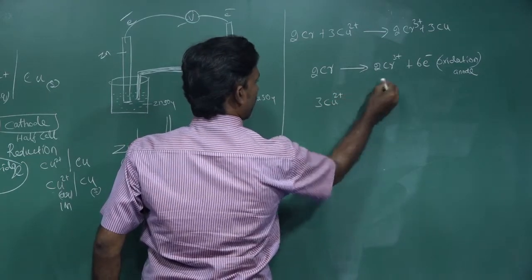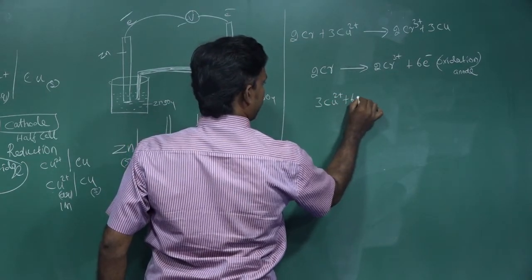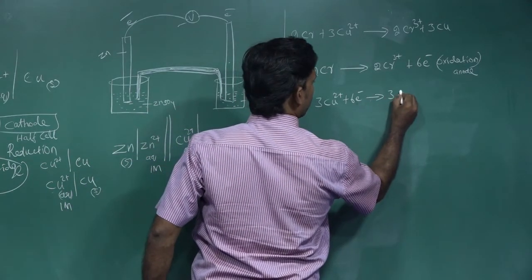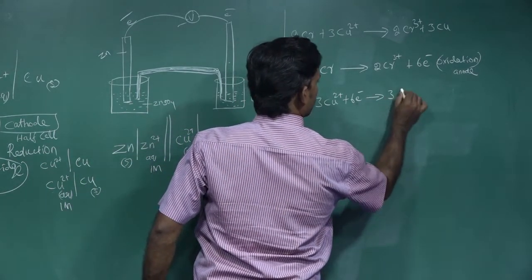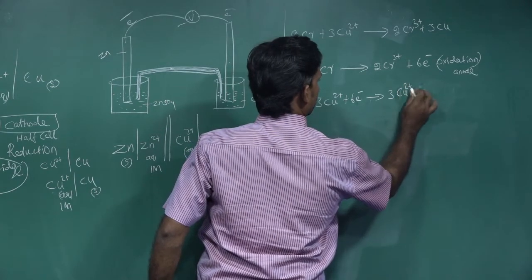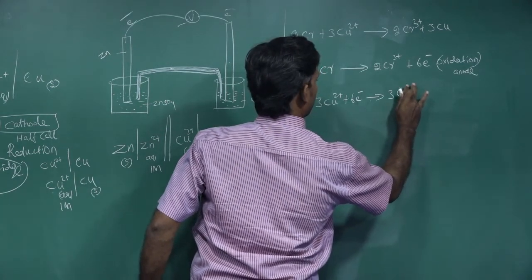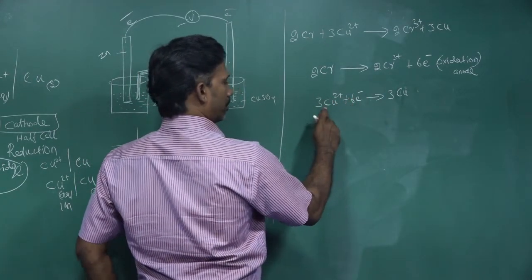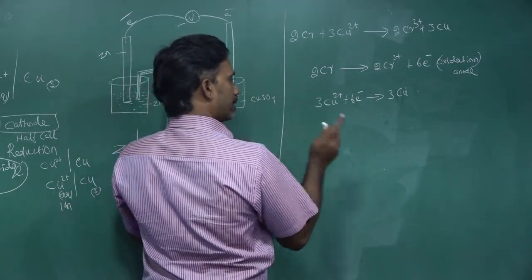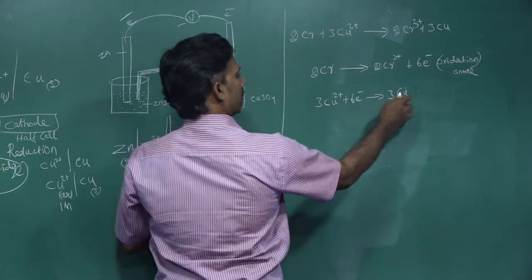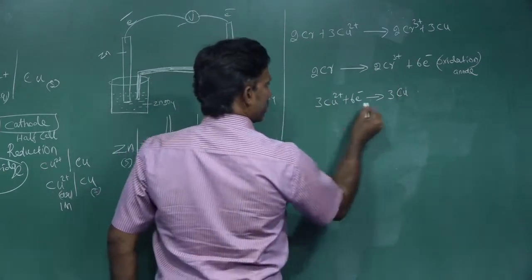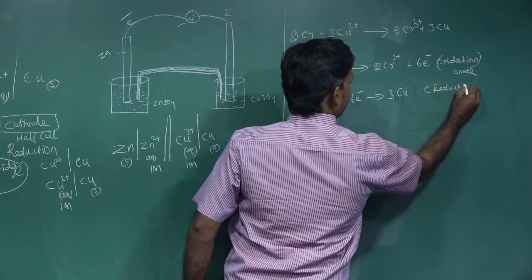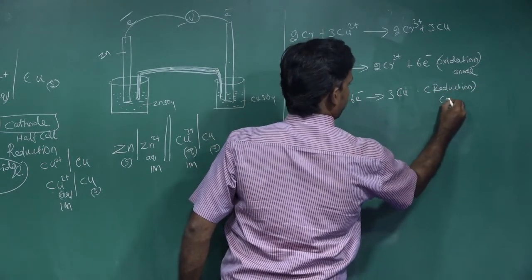3Cu2+ gains 6 electrons, which are released by chromium. Then it becomes 3Cu, because 3Cu2+ gains 6 electrons. One copper gains 2 electrons, which means it will become copper. In total, 3 copper gain 6 electrons. Okay, this is a reduction. The reduction takes place at the cathode.